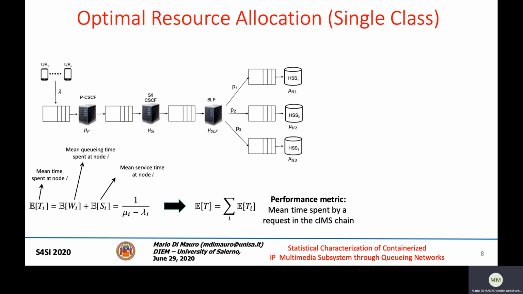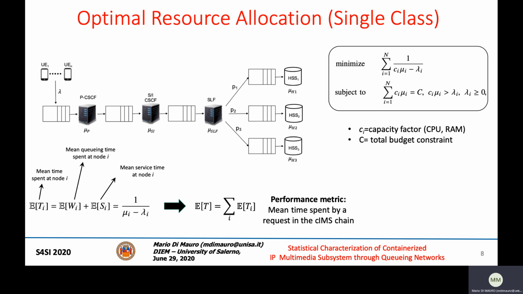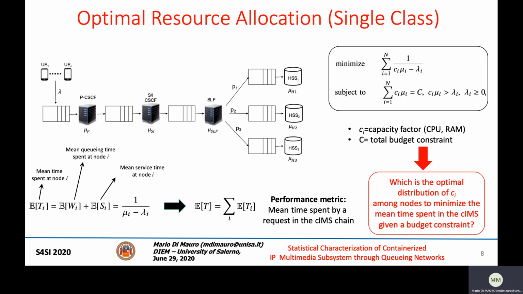Once we have defined such a performance metric, we want to solve an optimization problem aimed at minimizing the mean time spent in the IMS chain, where to each node can be assigned hardware resources embedded in a capacity factor, CI, and where a budget or cost constraint, C, has to be taken into account. So the question corresponding to such an optimization problem is: which is the optimal distribution of capacity factors among nodes, useful to minimize the mean time spent across the whole containerized IMS chain given a certain budget constraint?